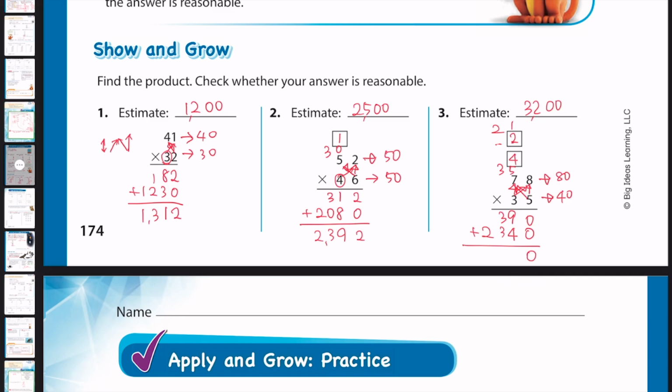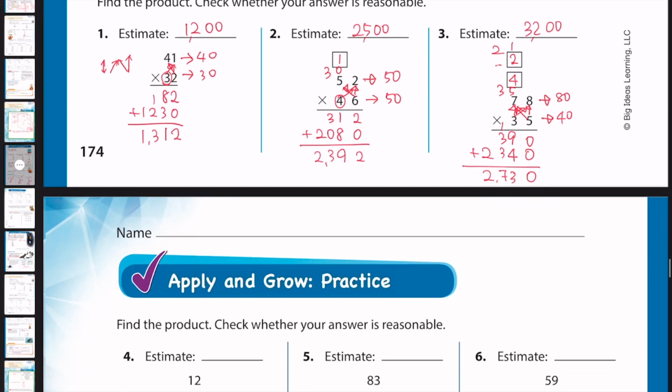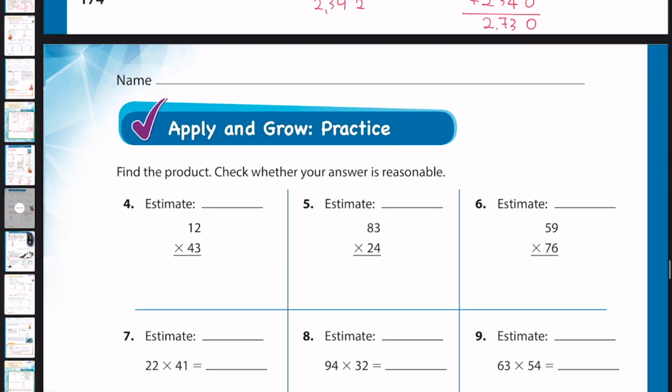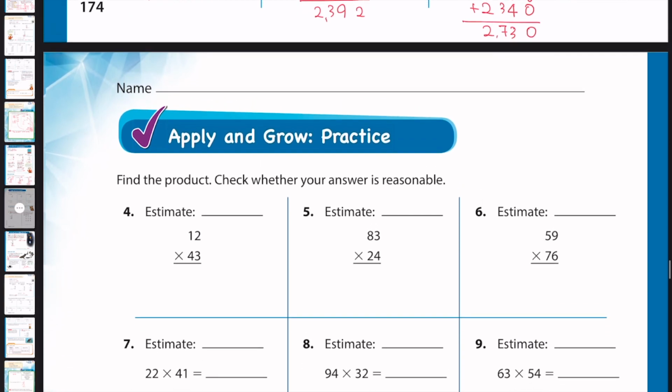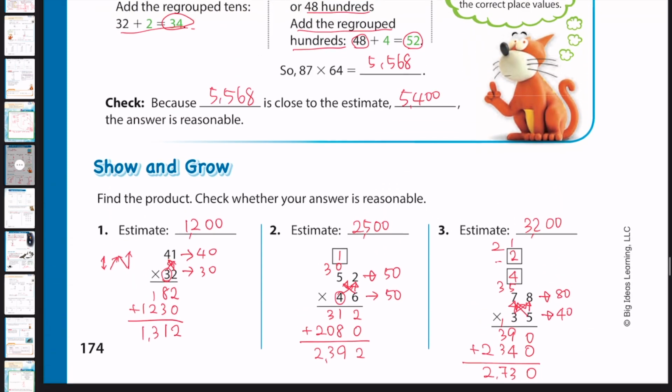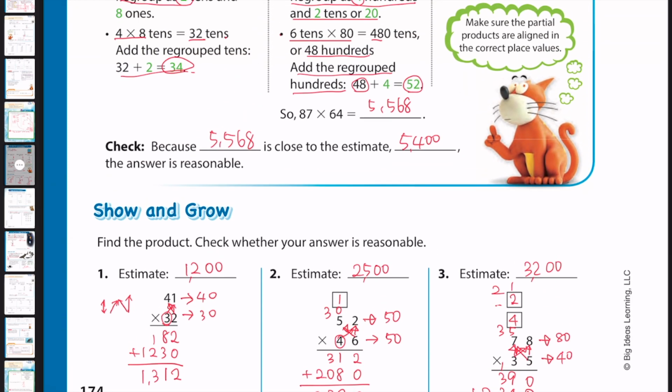It's gonna be 0 and 13. Carry 1 up. 1 plus 3 plus 3, 7, 2. So my actual product is what? 2,730, which is reasonable compared to my estimate. Alright, I want you to pause your video and then do the rest of them by yourself and check your answer with mine. Alright? Okay, see you soon.